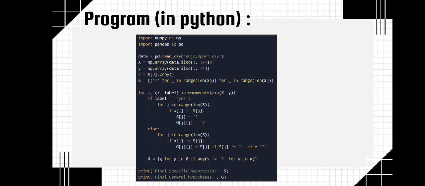We implemented this algorithm using Python. First, we load the dataset, then we initialize the specific hypothesis S with the first training example. The general hypothesis G is initialized with the most general condition. Then for each training example, if it is positive, we update S. If it is negative, we update G. Finally, we print the final S and G hypotheses.